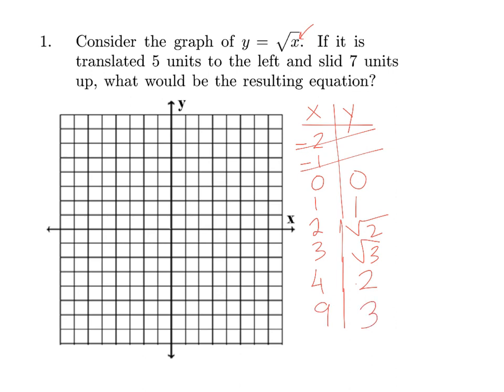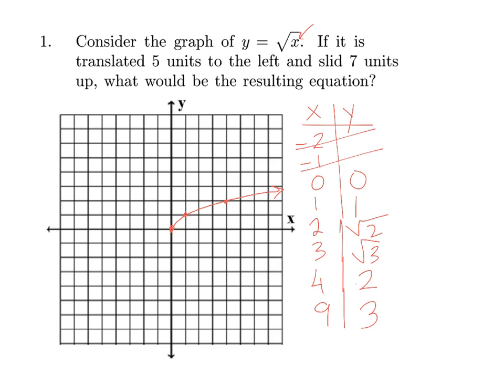All right, so if I plug in 0 for x, I have 0 for y. If I plug in 1 for x, I get 1 for y. If I plug in 4 for x, I get 2 for y. And if you plug in 9 for x, you get 3 for y. All right, so your graph looks something like this. Okay, that's the square root of x.